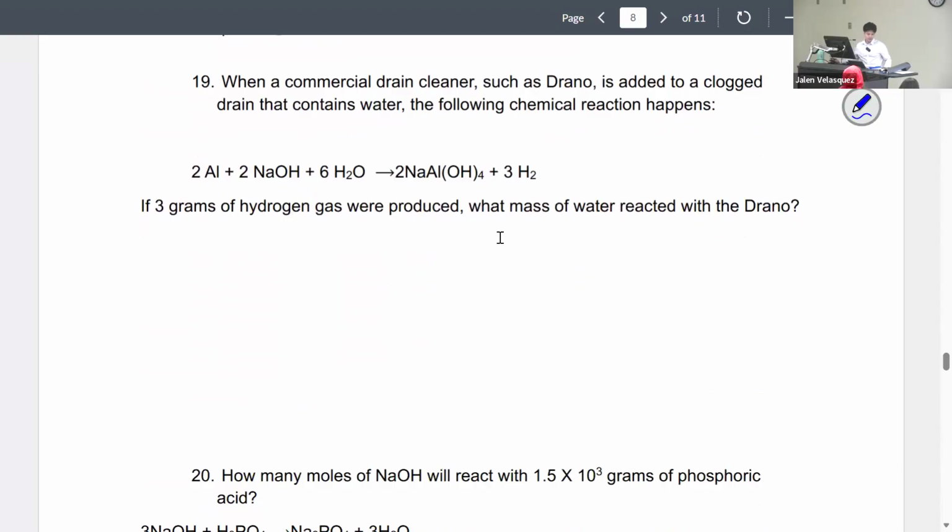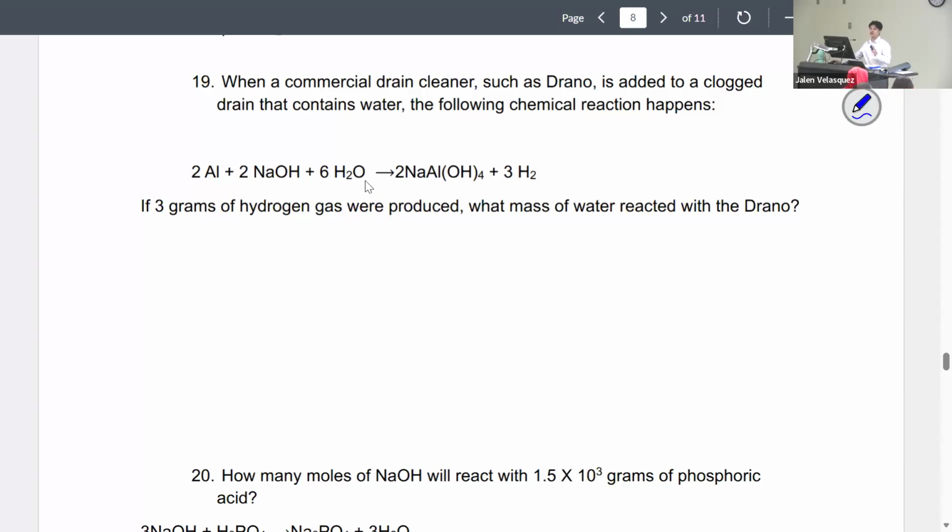Next one, 19 here. When a commercial drain cleaner, such as Drano, is added to a clogged drain that contains water, the following reaction happens. If you have ever used Drano to get rid of a clogged drain, in your shower or sink, this is the Al, the aluminum, and the sodium hydroxide. This is what is in Drano, and it reacts with the water that's in the drain.